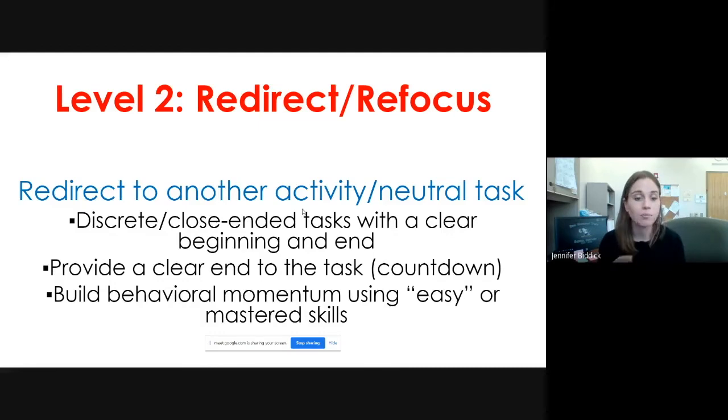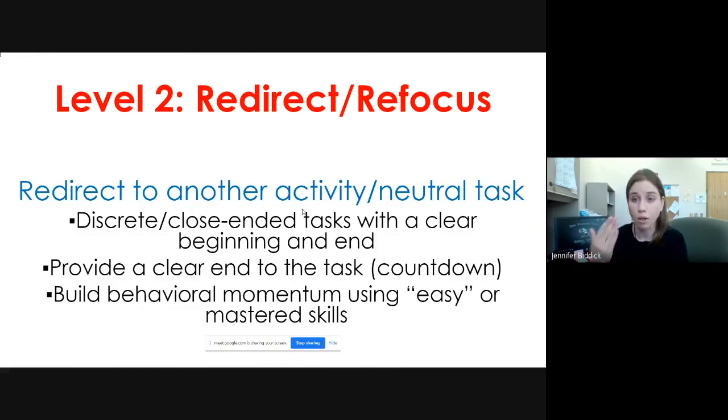A lot of times I recommend here using discrete close-ended tasks, so something that has a clear beginning and an end. And sometimes we might have to use other strategies to turn an open-ended task into something very discrete. So maybe if we're doing a worksheet, we take a timer and we say, okay, we have 1 minute left. When the timer goes off, this is done, regardless of the level of completion.